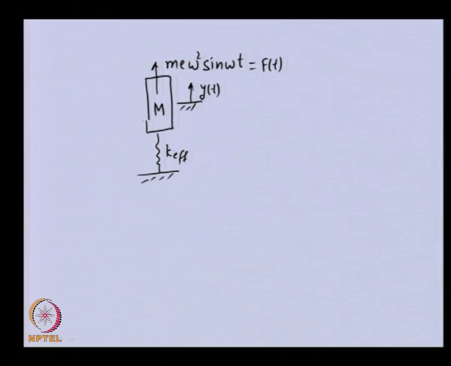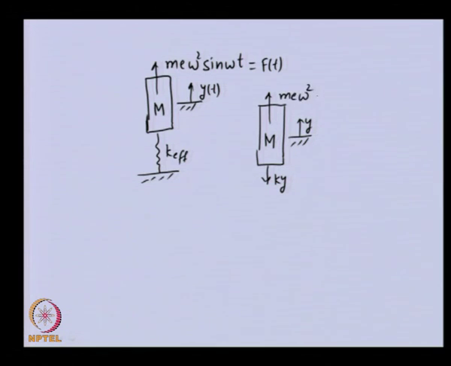Now, for this single degree of freedom model, we can obtain the equation of motion by drawing the free body diagram of the mass. Let us say this is the mass, in which the elastic force will be acting downward, opposite to the motion. If motion is upward, this will act downward. Let us say this external centrifugal force is acting here. Gravity effect we have neglected here.